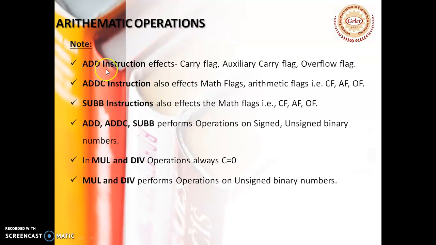Coming to this note here, let's once again see all of it. The ADD instruction affects the carry flag, auxiliary carry flag, and overflow flag. Similarly, ADDC and SUBB also. ADDC and SUBB perform operations on signed and unsigned binary numbers. In multiplication and division operations, the carry is always equal to 0. Multiplication and division operations are performed on unsigned binary numbers.